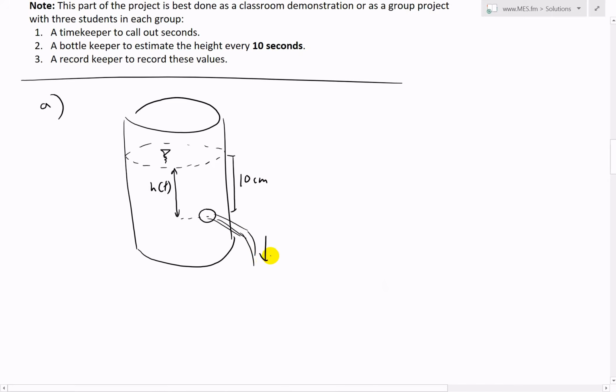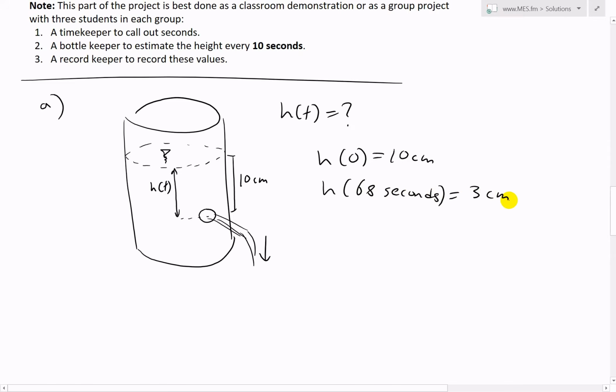So it's draining out, and we want to find what h of t is equal to, and also h of 10, 20, 30, 40, 50, and 60 seconds. So this is the equation we want to get, and let's put everything down. We know h of 0 equals 10 centimeters, and then h of 68 seconds is equal to 3 centimeters.